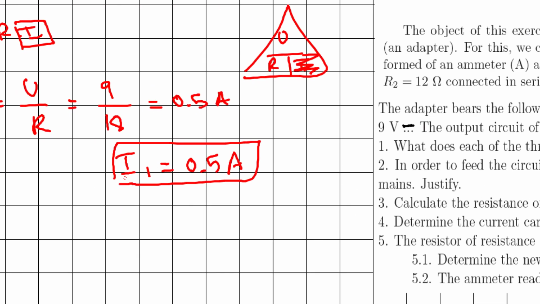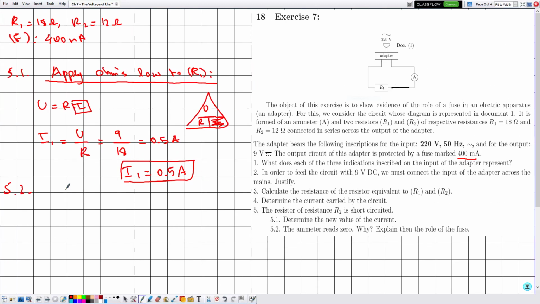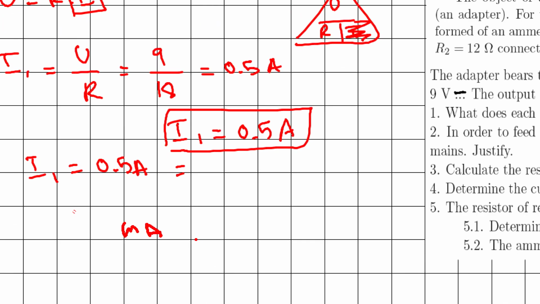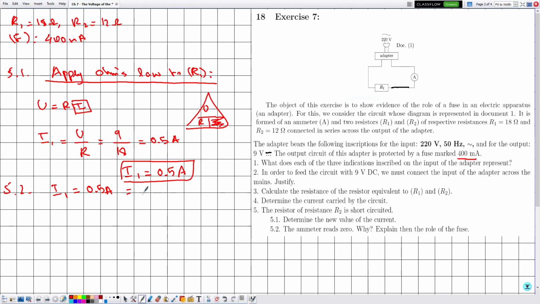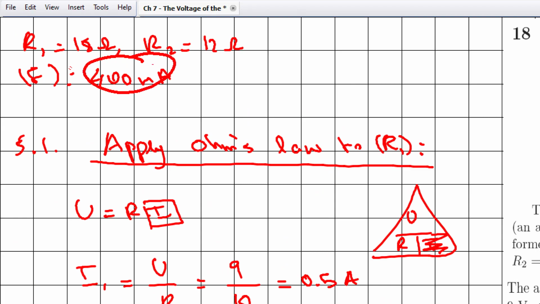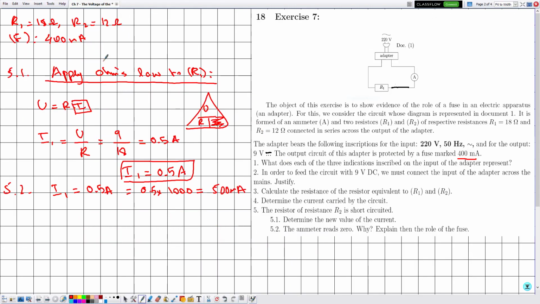Now the traverse current in the circuit is given by 0.5 amperes. So I1 is equal to 0.5 amperes. Now recall that if you want to convert from milliamps to amps, we divide by 1000. However, if you want to convert from amps to milliamps, we multiply by 1000. Then 0.5 multiplied by 1000 is equal to 500 milliamps. Why? Because we are interested in comparing the traverse current to the rated current of the fuse, and we know that in physics we cannot compare quantities unless they have the same unit.